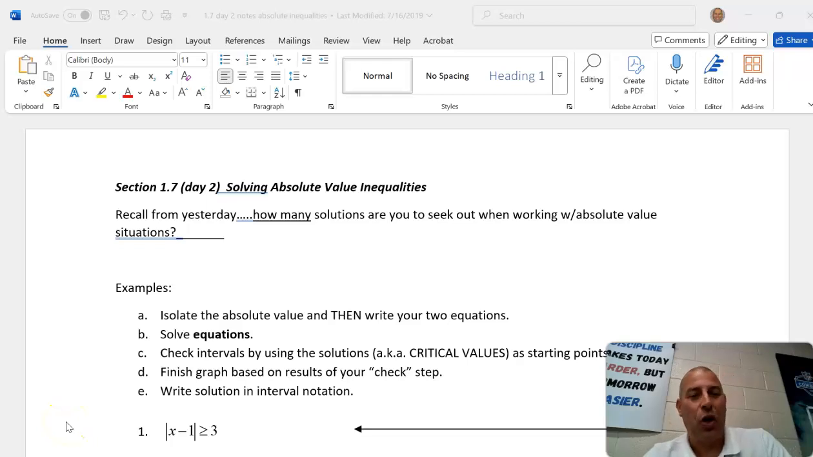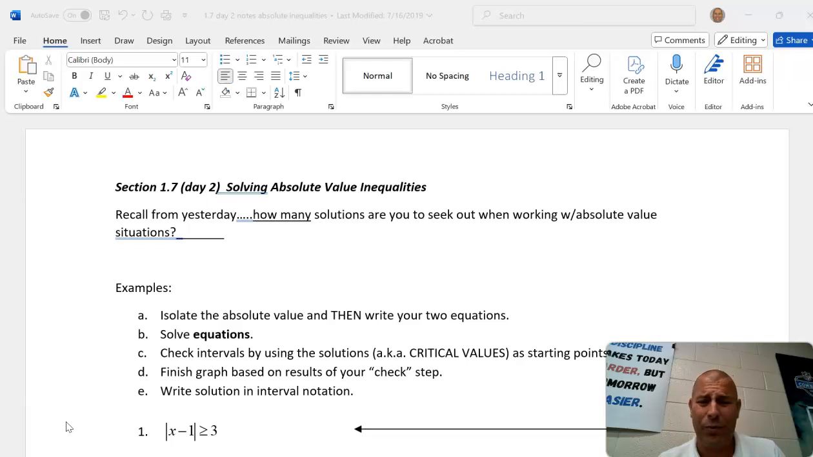All right. So 1.7 day 2. We're still with our absolute values, all right? But we're no longer equations. It's inequalities there. Now, inequalities it's a big thing because it's more about what you see out there in the world, where there's lots of things that will work rather than just simply only one particular number that's there.